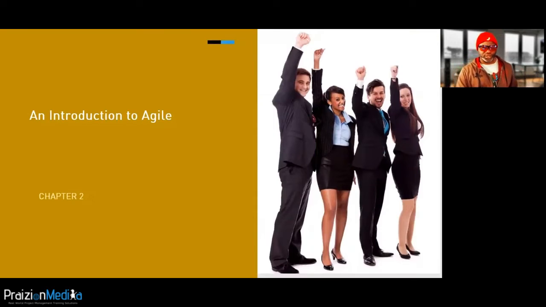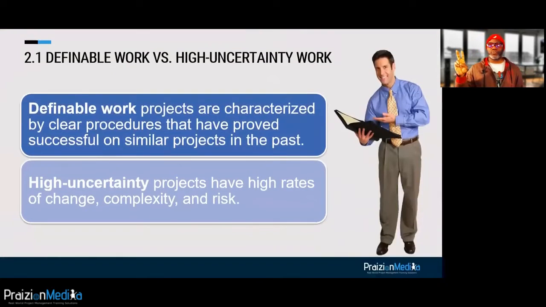It's called an introduction to Agile. 2 types of work: definable work and high uncertainty work. If you're working on high uncertainty projects, you want to use an Agile approach because it's better to cope with change and complexity. Definable work, it's better for you to use a predictive approach.